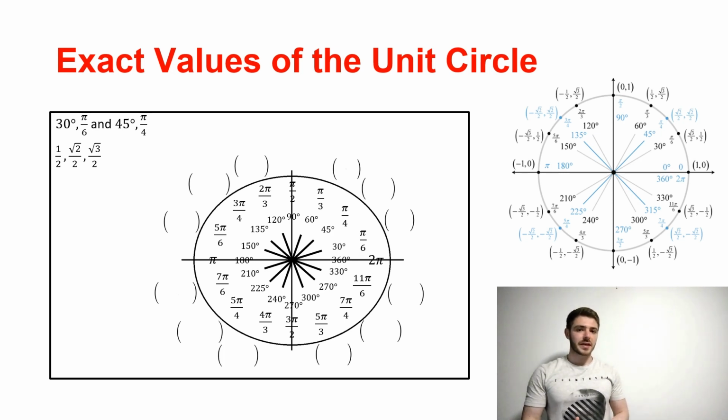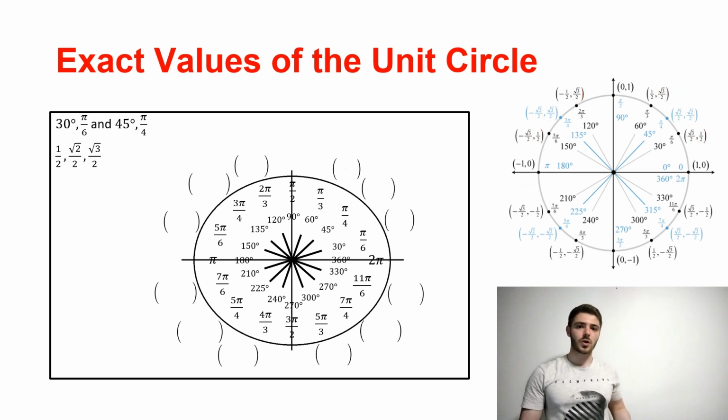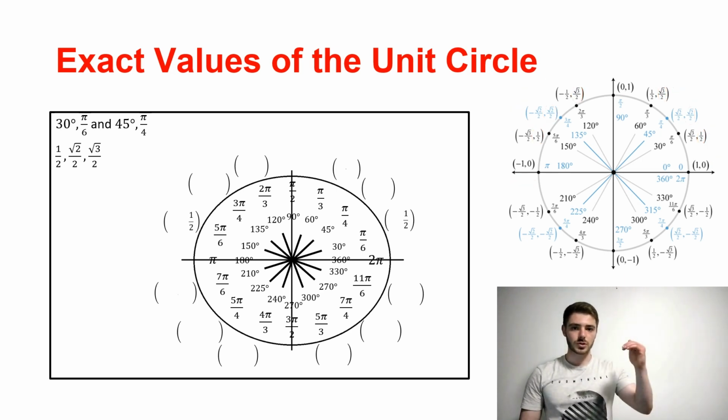Recall that sine theta gave us the y coordinate and cos theta gave us the x coordinate. Here's something worth noticing. The y coordinates get larger as they approach the y-axis, and they get smaller as they get further away from it. We'll use this fact to order our exact values. So as we get closer to the y-axis, we're going to start from a half, get up to root 2 on 2, and finally root 3 on 2.